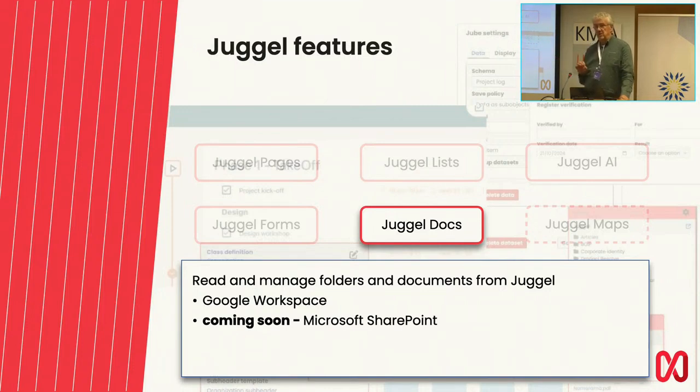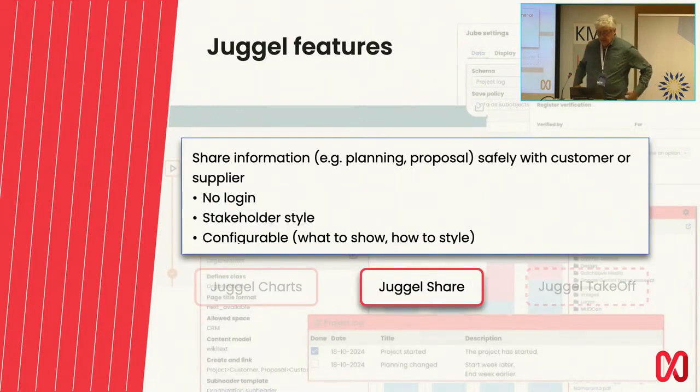From within your Juggel, you can read and browse through folders. You can create documents. You can create new folders. And we are working on doing the same with SharePoint. This is a very interesting feature as well. Juggel Share allows you to take a data set on a page and create a shared version of that and share it with your customer or your partner on a public page in the wiki. It's a very nice thing.